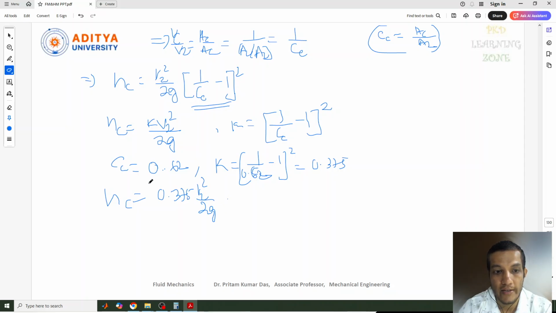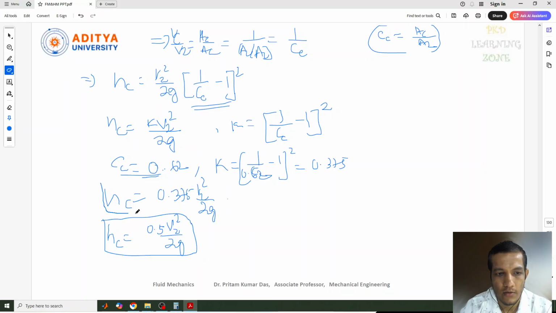This is one equation, used when the CC value is given. If the CC value is not given, then we can consider the equation HC equal to 0.5 V2 square by 2G, which is slightly different. This is all about the losses. I hope you understand this concept. If you have any doubt, you can comment in the comment box. We can mark this as equation 2 and this one as equation 3. This is all about the equations for the head loss due to the contraction.